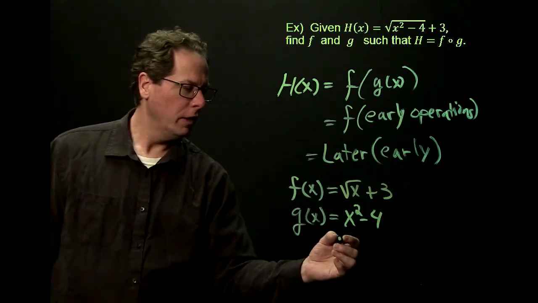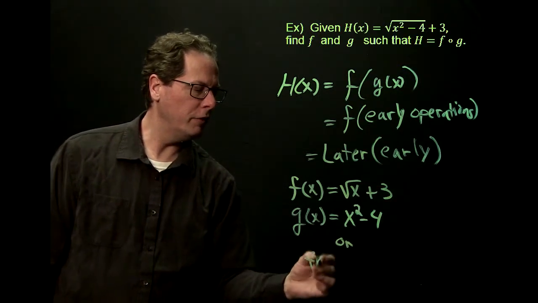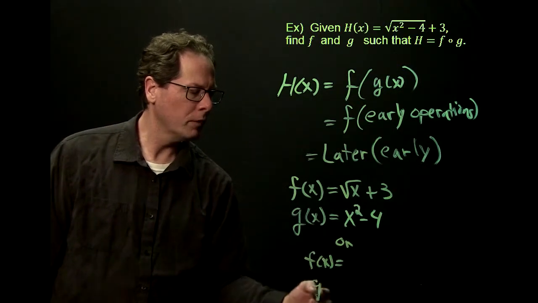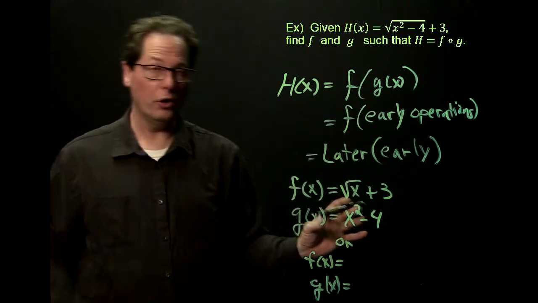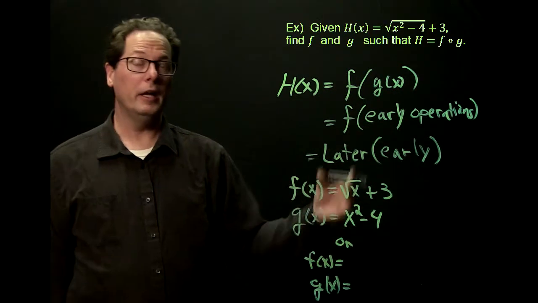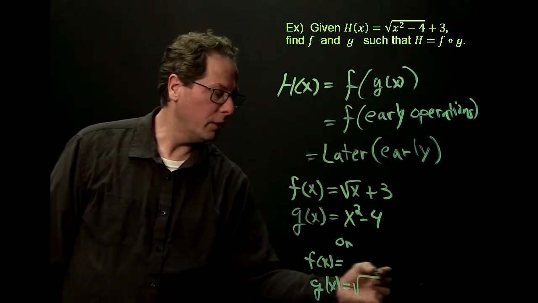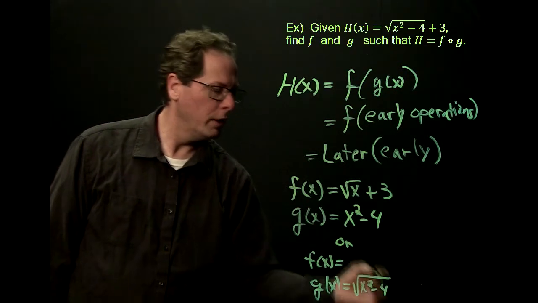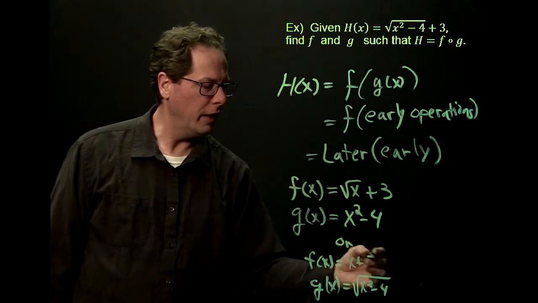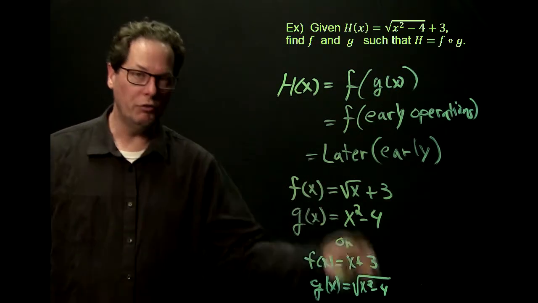And so let's do another one. Another possibility for f and g. All right, so we want g to take on the early operations, and depending on how many of the early operations we want to take on, we could actually take on all of these operations, x squared minus 4, and then the f could just add the 3. All right, there's lots of choices. So these are just 2 of them.